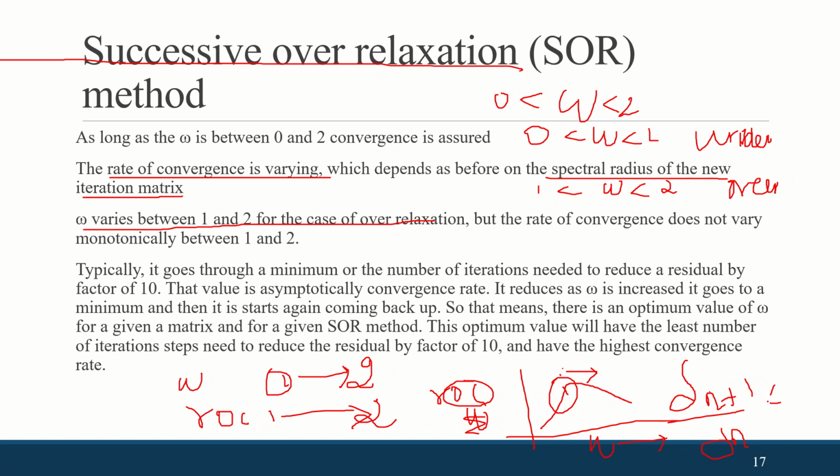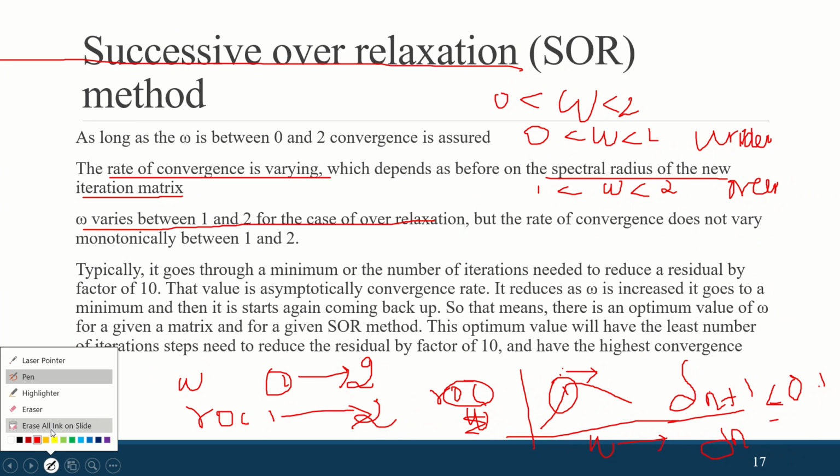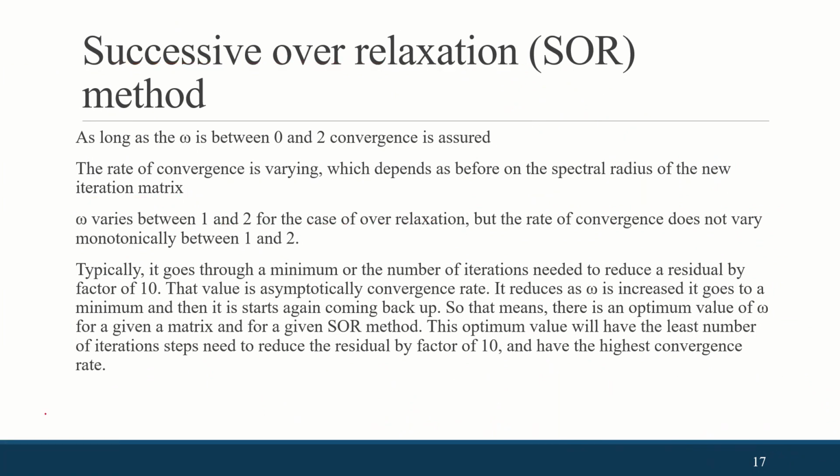So it would be less than 0.1 or equal to 0.1. So this is what we do in the SOR technique. In the SOR technique, omega is varying between 0 and 2. Convergence is guaranteed actually, because if it is between 0 and 1 we have under relaxation, and between 1 and 2 it is over relaxation.